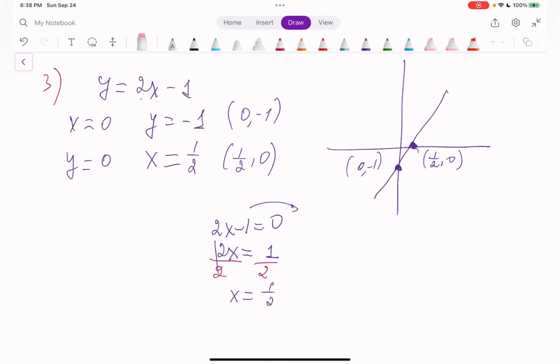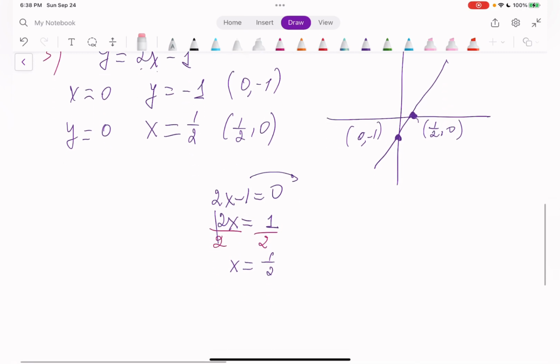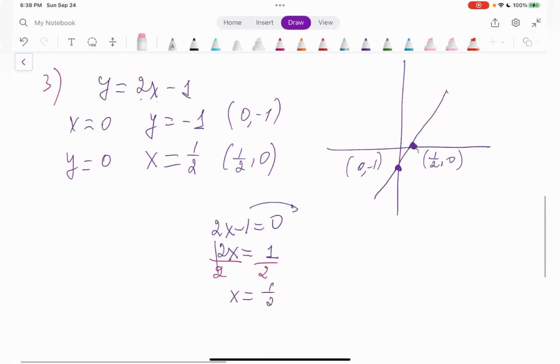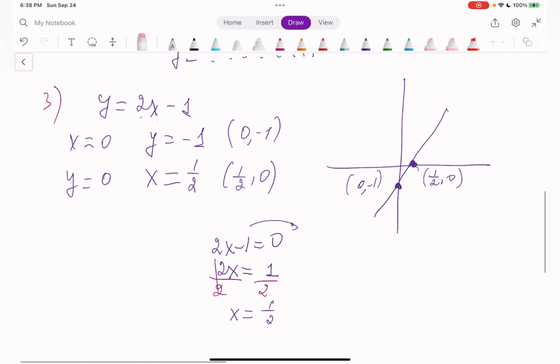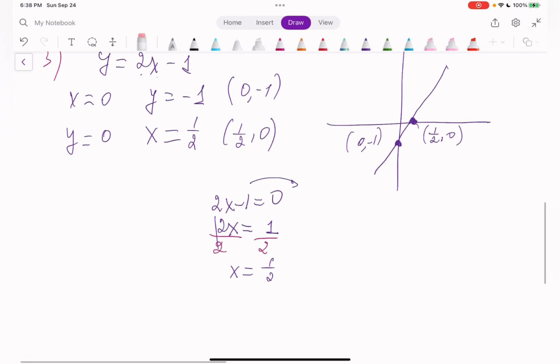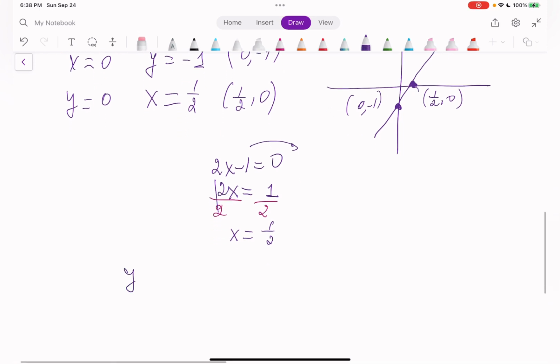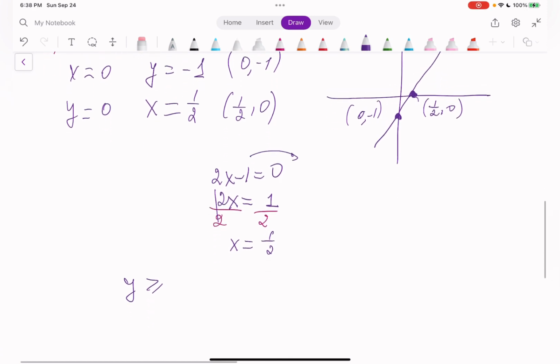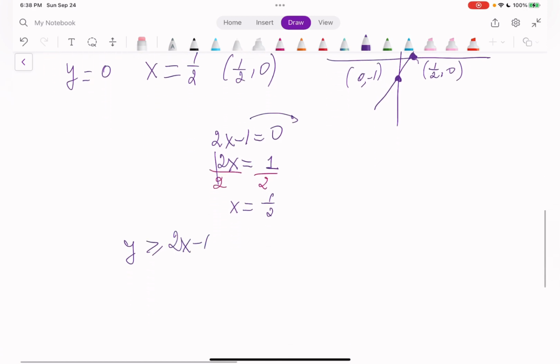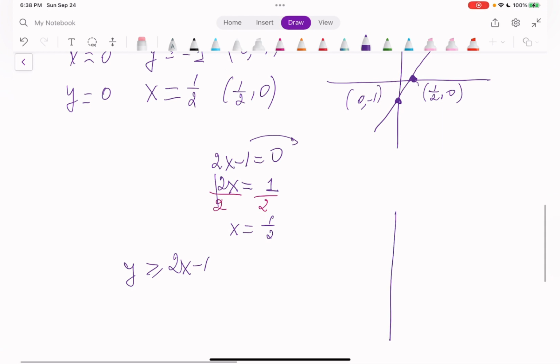And any method can be used. Now let's explain what happens if we have an inequality, which is our topic. So let me graph the same line. Let's say I'm going to graph, for example, y greater than or equal to 2x minus 1. The graph is going to be the same. Let me draw it. This is 1/2 and 0. And here is 0, negative 1.